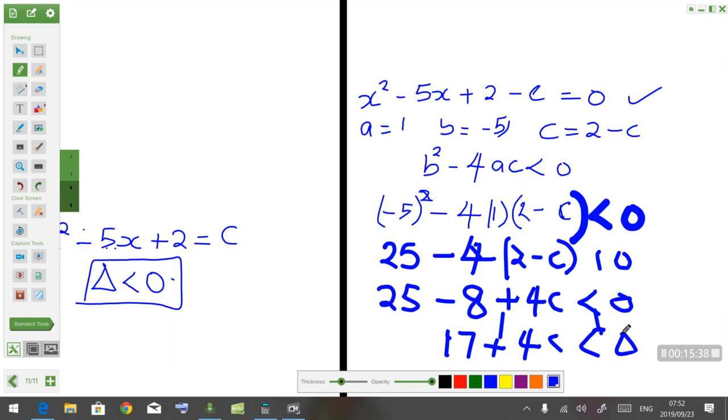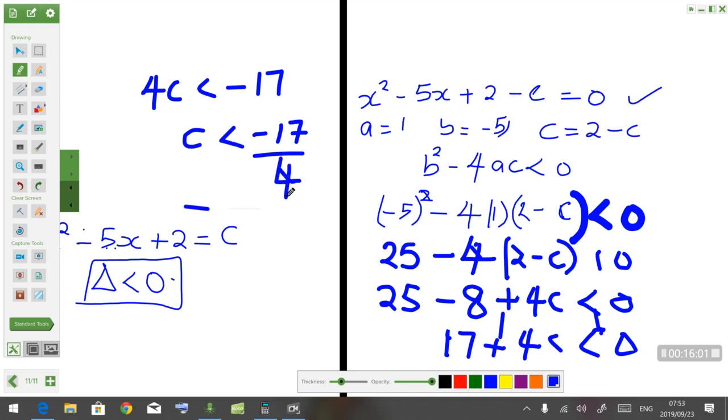Now, if I have that, let me come to the left side of the board. I hope you're following. Just don't mind the board right now. We have 4C, therefore, would be less than what? Negative 17. C, therefore, should be less than negative 17 over 4. And that's your answer. So remember the condition for us not to have real roots.